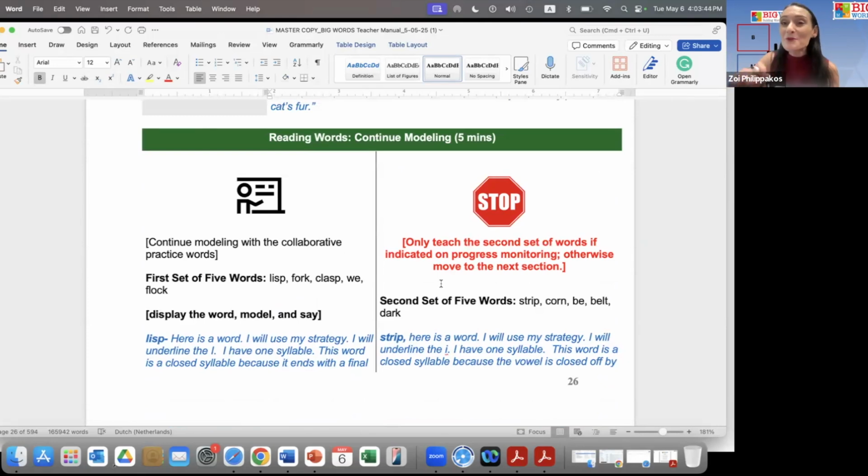Stop. Don't use the second set of words, but only if the progress monitor that you will do indicates that the students could not perform above 75%, above 50%, and that's why you decided to reteach. If you reteach a second week the same lessons, that's when you will use the second set of words.